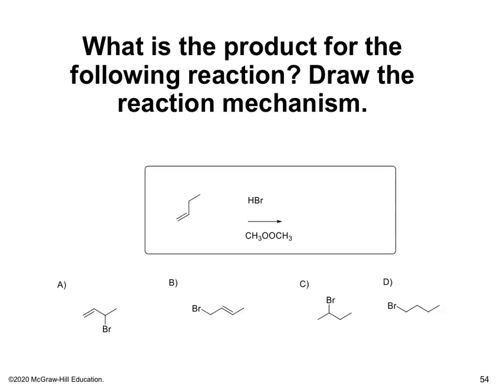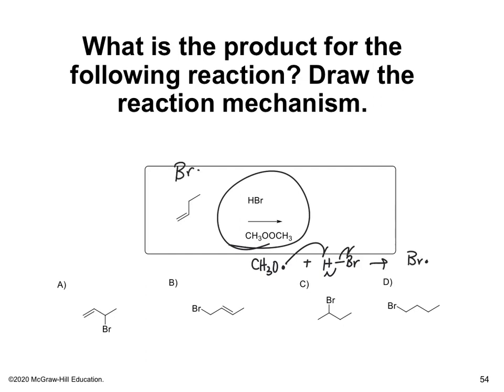What is the product for the following? Draw the mechanism. Okay, so we have peroxides here. So this generates an oxygen radical that can then initiate the bromine. So this is a bromine radical here that adds first. Now this is not going to take a hydrogen because of the low concentration. This one's going to add to the double bond, and so you're going to add the Br there so you can get your free radical, which is a secondary free radical, and then this is going to react with HBr.